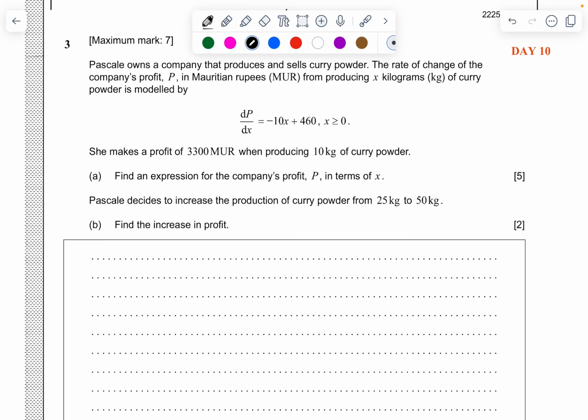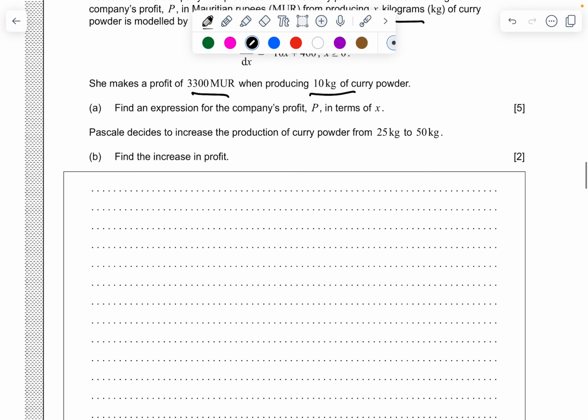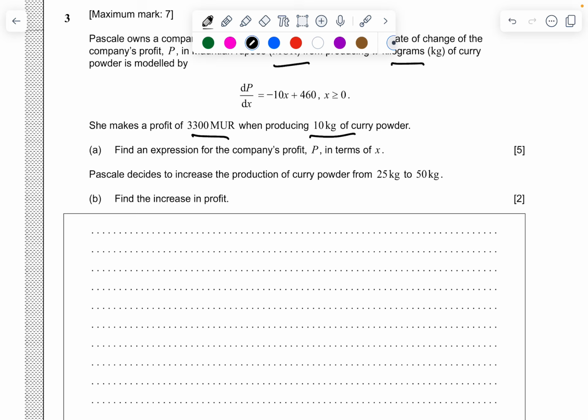Now coming to question number 3. AISL owns a company that produces and sells curry powder. The rate of change of the profit is given, in Mauritian rupees, when X kilograms are produced. She makes 3300 MUR when producing 10 kgs. Find an expression for this. So we have to find the expression for that.